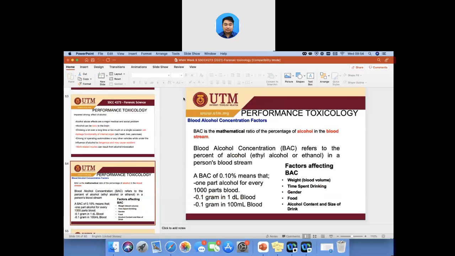A blood alcohol concentration of 0.1% means 1 part alcohol for every 1,000 parts blood. What does it mean? To be clearer, it is 0.1 gram in 100 milliliters of blood. What are the factors affecting the blood alcohol concentration? In this case, our weight, which is the blood volume, time spent drinking, gender, food, the alcohol content, and the size of the drink.